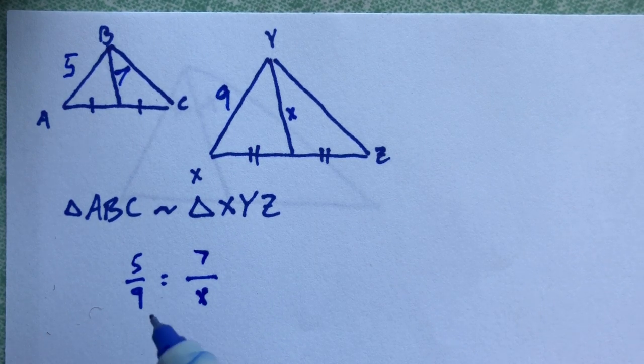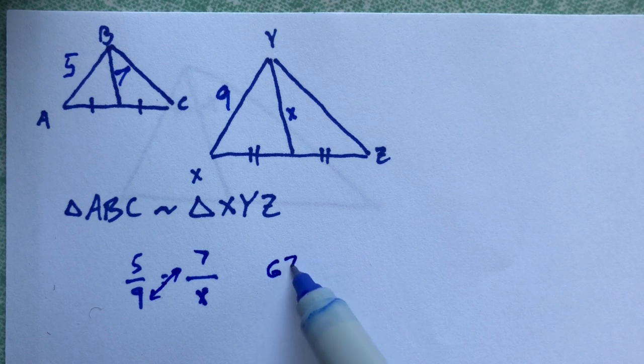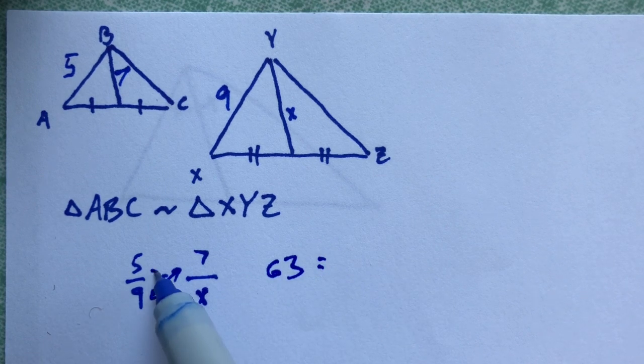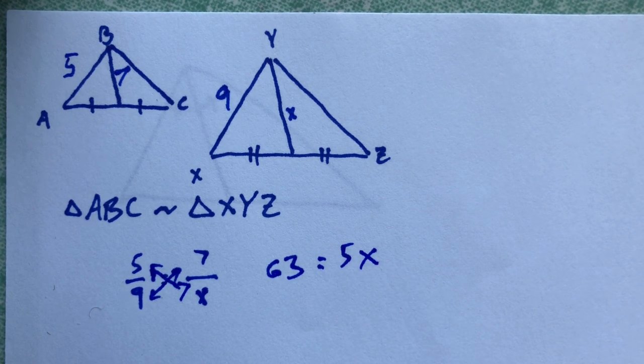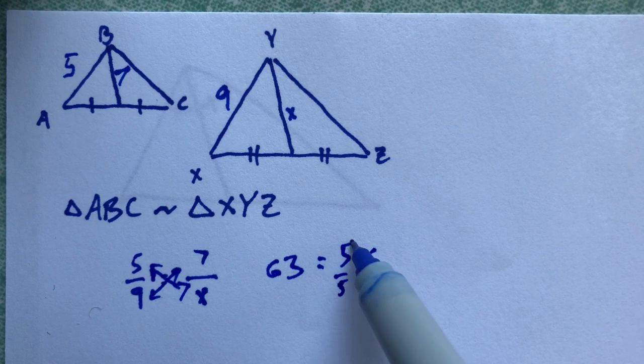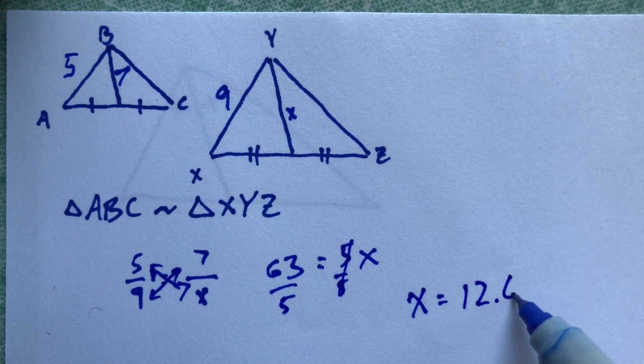All right, so if you remember now, the way to solve a proportion is you cross multiply. So we multiply 9 times 7, it's 63. And that's equal to 5 times x. Then we just do a quick division. 63 divided by 5 to solve that for x. And so we get x equals 12.6 is what that ends up being. So 12.6 units. So that's how long our median is.